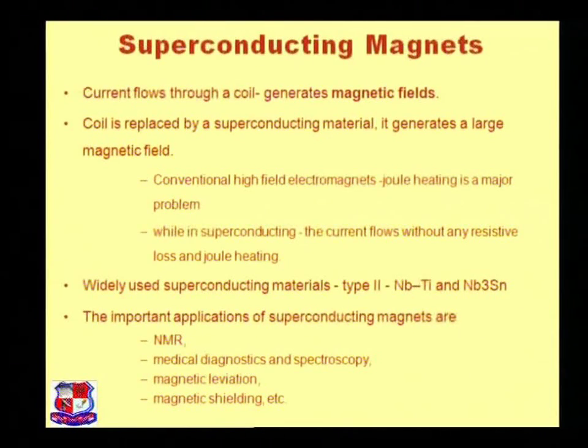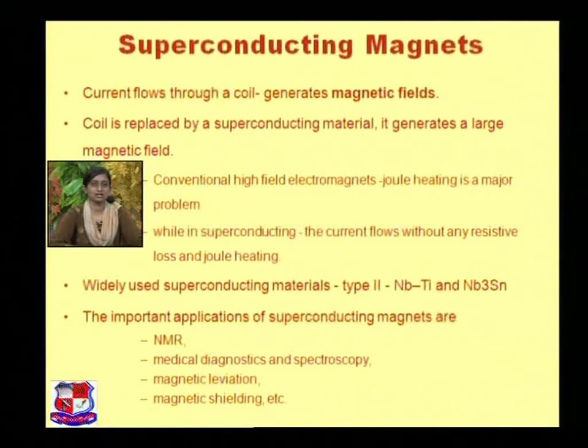Now the superconducting magnets. Current flows through a coil and generates magnetic fields. This is the property of the superconducting material. When current flows in a superconducting material and the magnetic field is removed, the current continues to flow in the superconducting material for a long time. This is one type of electric property of this material. Now the second thing: when the coil is replaced by a superconducting material, it generates a large magnetic field.